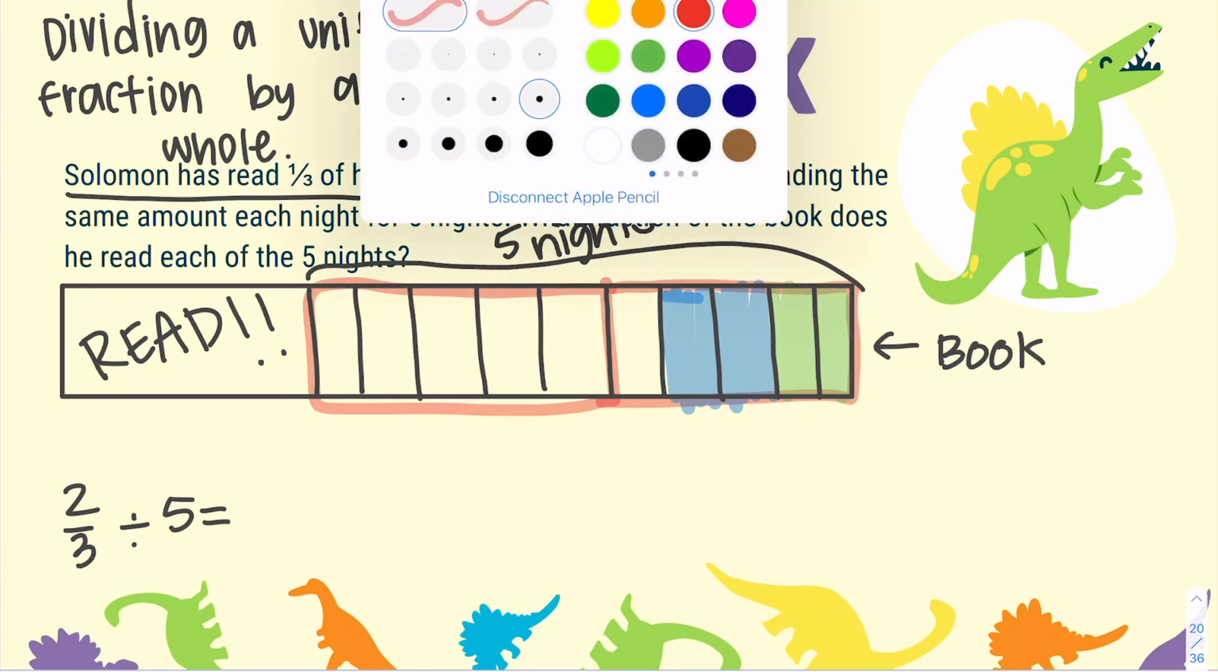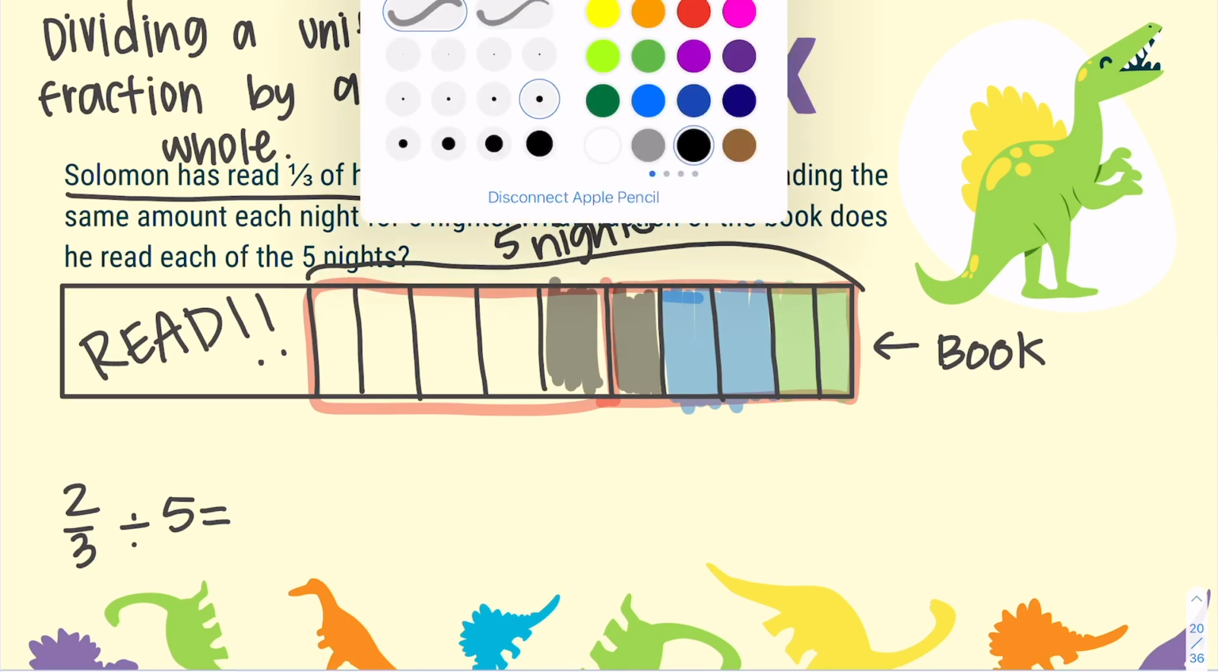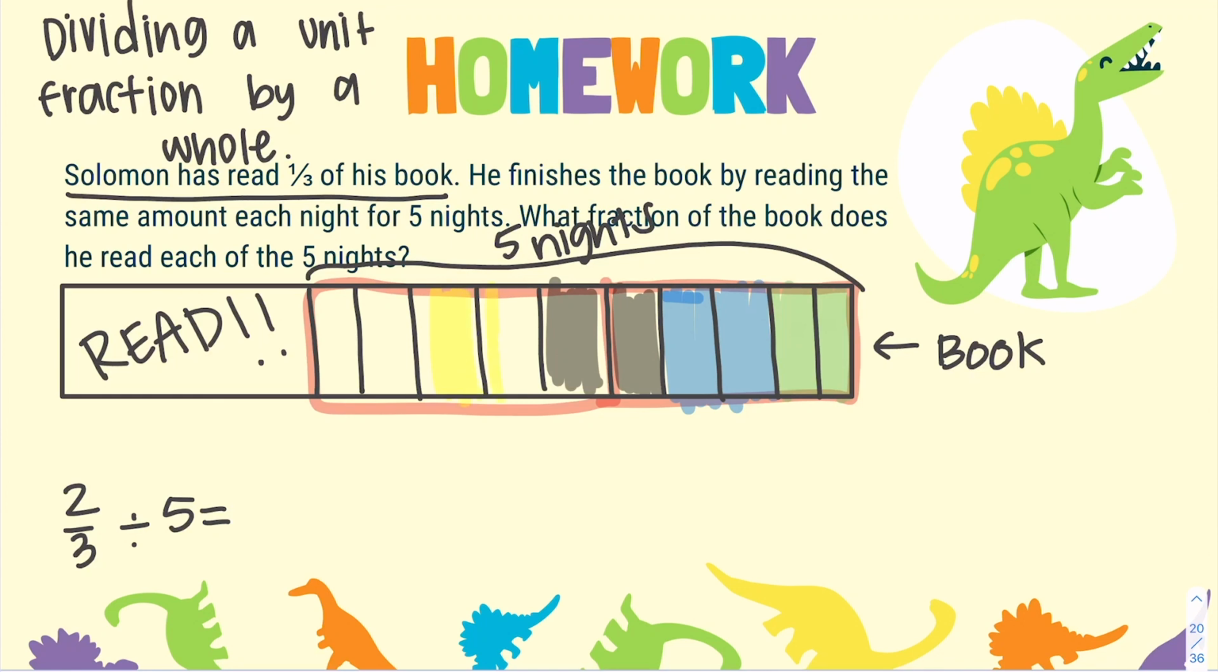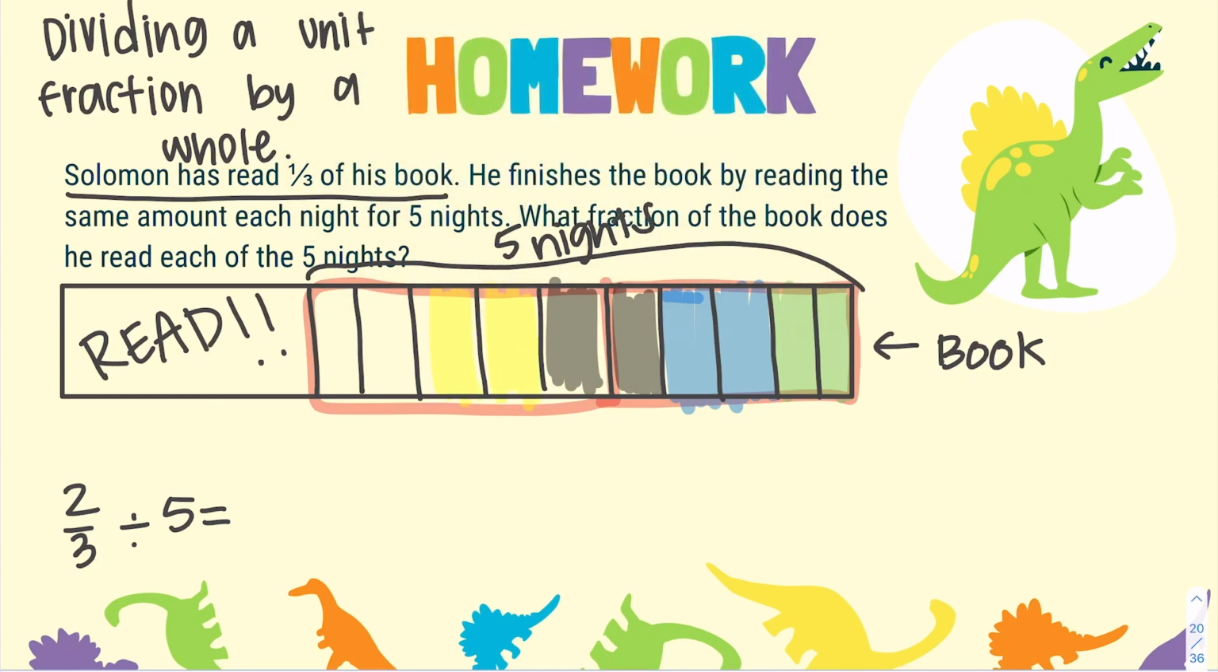So I'm going to continue grouping. This is the next night. Here's the next night, and then we're going to do pink. Here's the last night. So in one of these nights, let's say it's pink night, he reads 2 blank, because we don't know this yet, of the book.